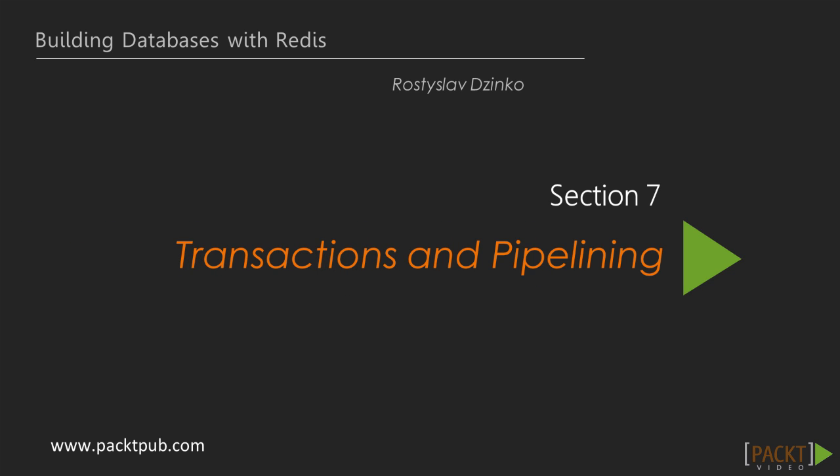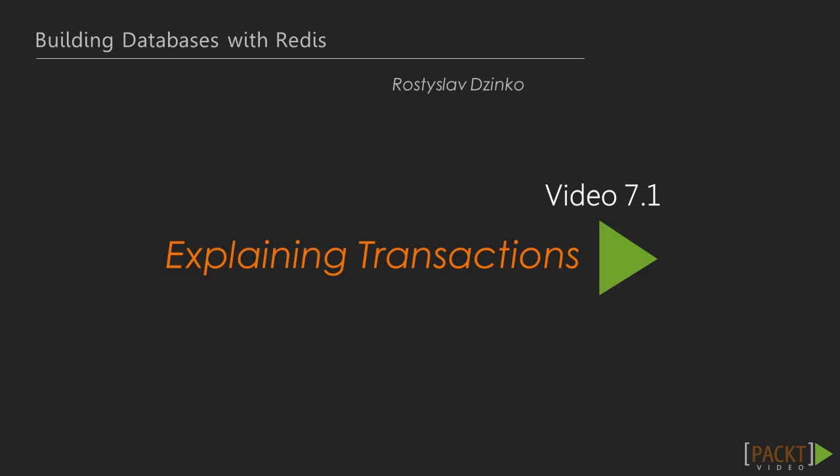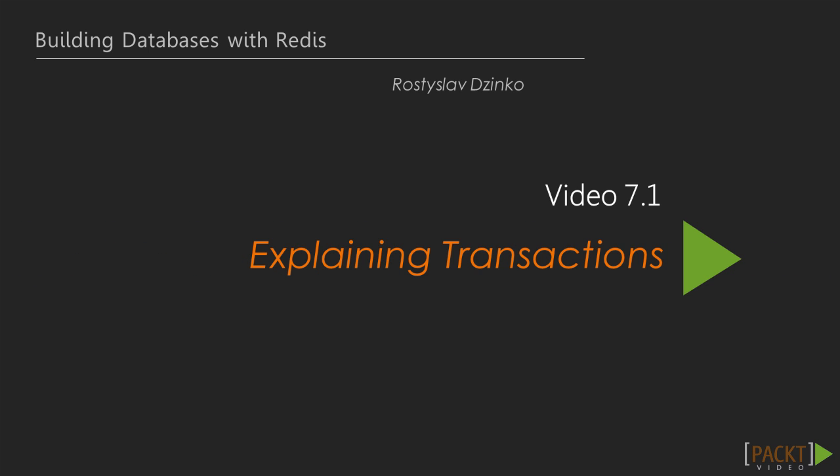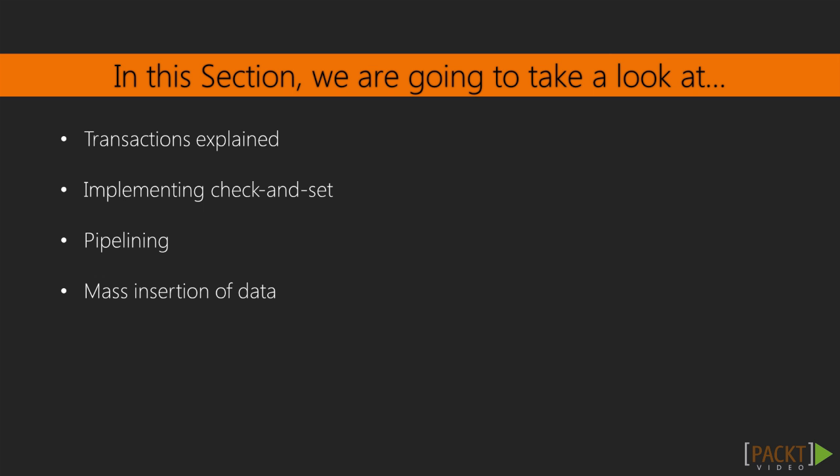Welcome to the 7th section of the Building Databases with Redis video course. In previous sections, we learned about different data types and the operations on those data types provided by Redis. This section is devoted to Redis features such as transactions and pipelining, and we will start with the first one, transactions. In this video, we are going to discuss transactions, which are often critical for application design.